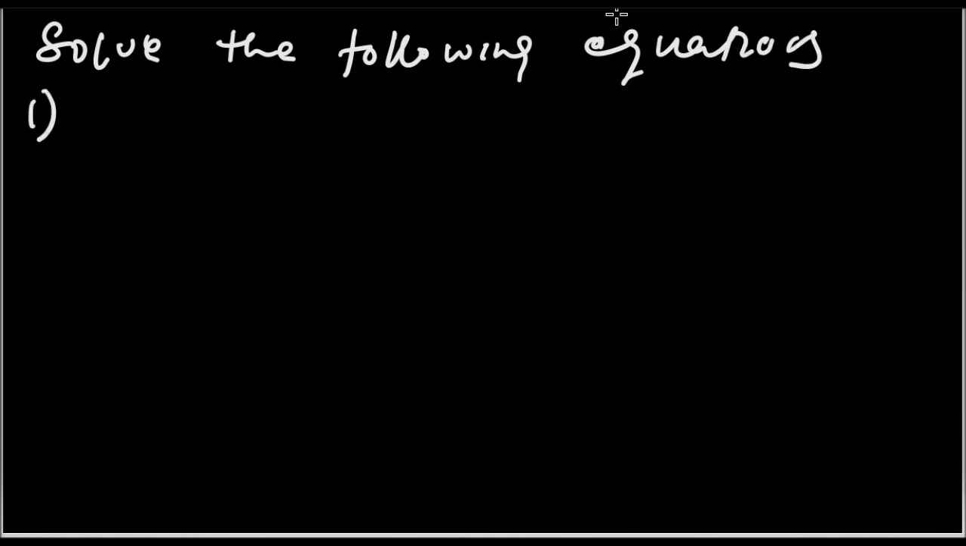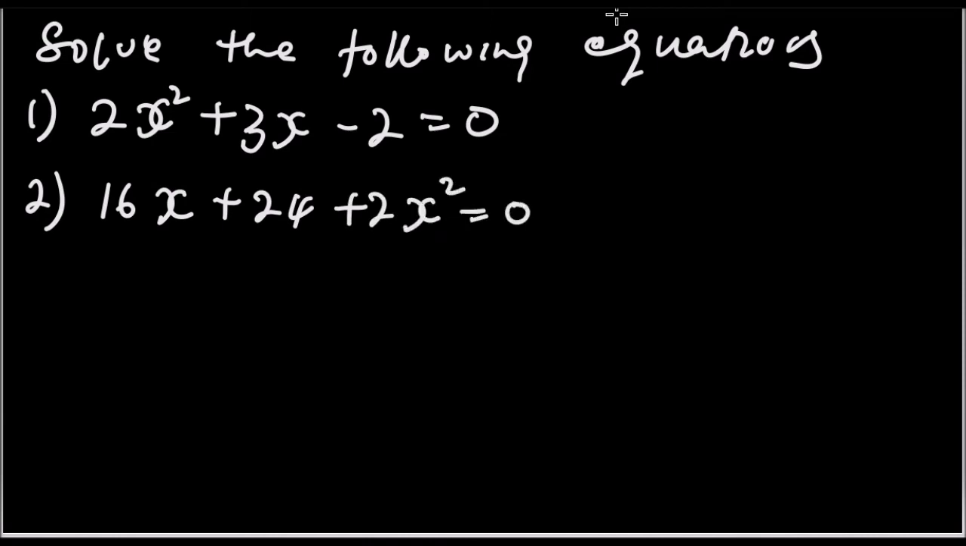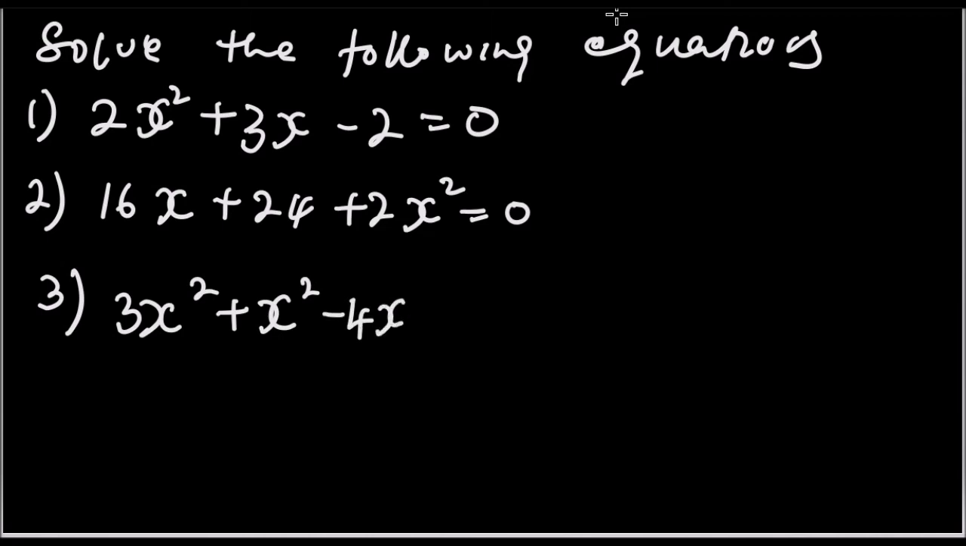The first one: 2x squared plus 3x minus 2 is equal to 0. Number 2, you can try this one: 16x plus 24 plus 2x squared is equal to 0. Number 3, you can work on this one: 3x squared plus x squared minus 4x is equal to 0.